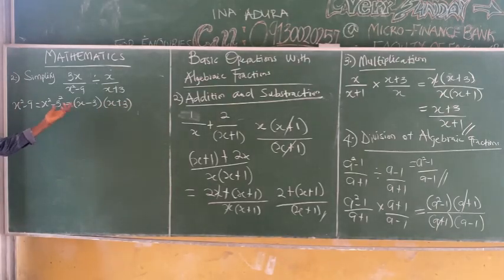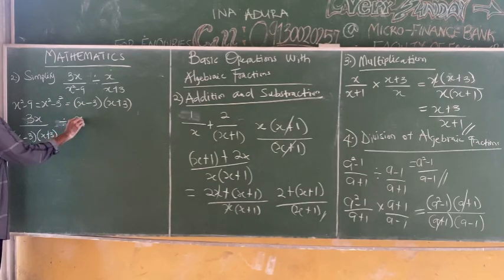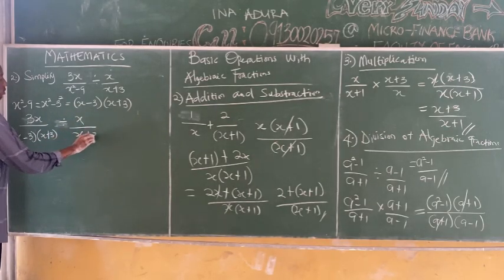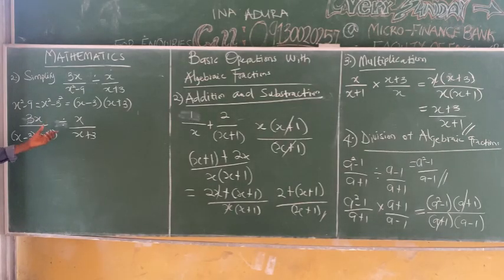Now we have gotten this. Let's substitute it for x squared minus 9 in this equation. We have 3x divided by, instead of x squared minus 9, we have x minus 3 into x plus 3. This is divided by x over x plus 3. Now when we have an algebraic fraction like this dividing themselves, we take the inverse of the second term and we multiply.